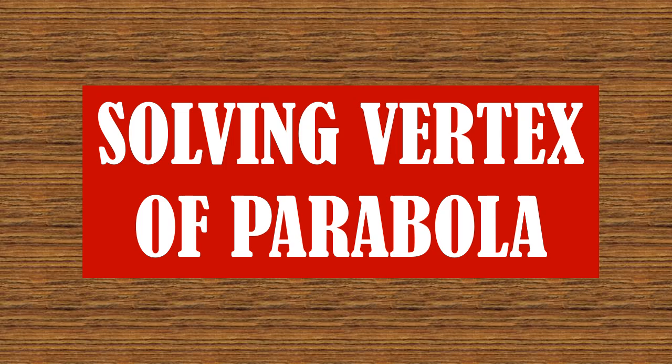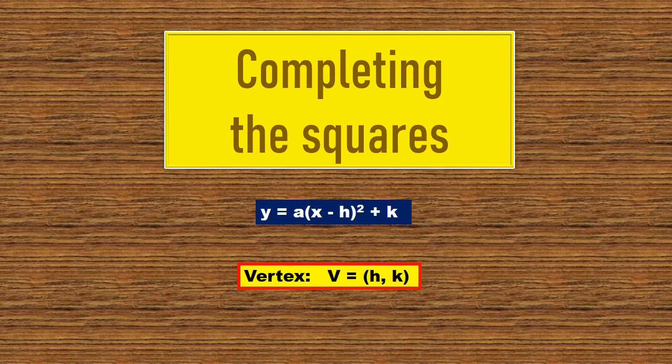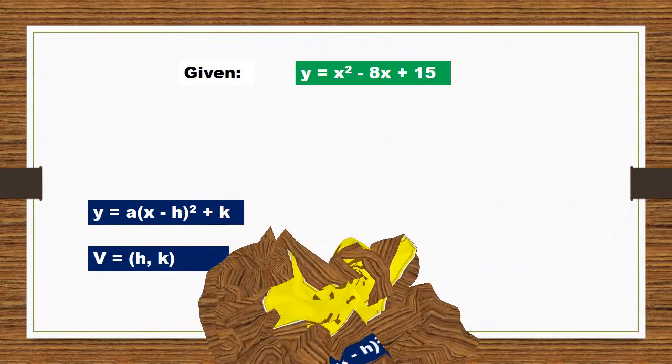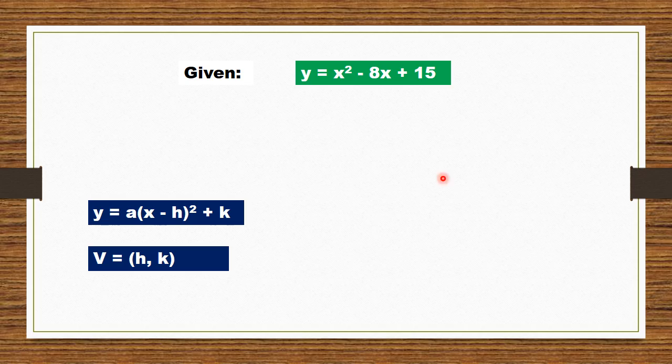Solving the vertex of a parabola by completing the square. Given the equation y equals x squared minus 8x plus 15.